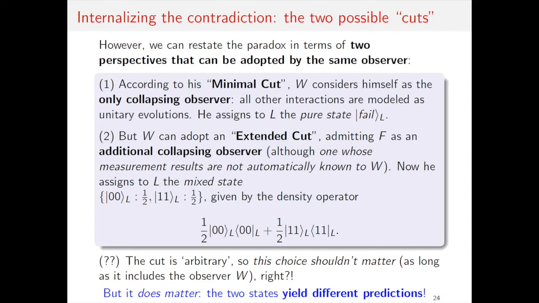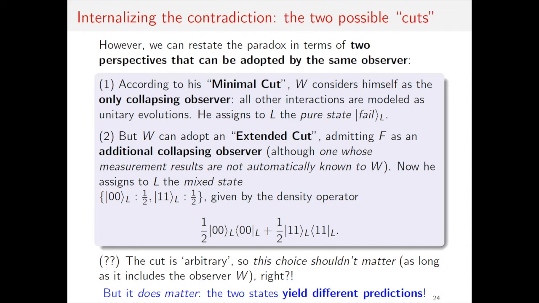So this means now we can talk about two perspectives in the mind of the same agent. Let's say Wigner. He can adopt the minimal cut. The minimal cut says, I'm the only collapsing observer in the universe. I consider everything else, when it doesn't interact with me, to undergo unitary evolution. Then he will have to assign to the lab L this pure state.